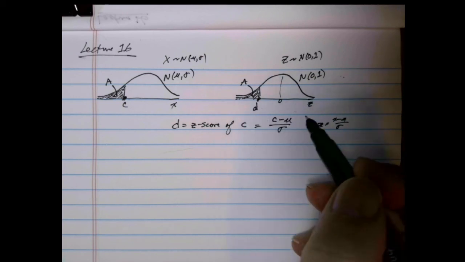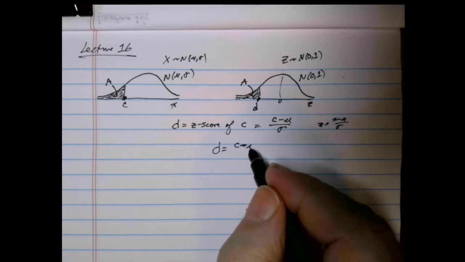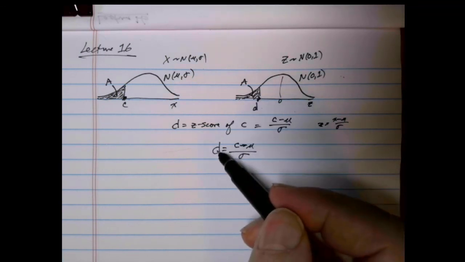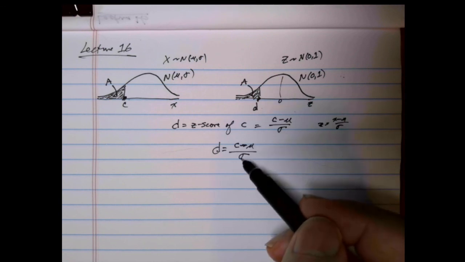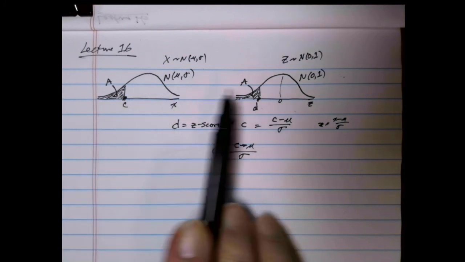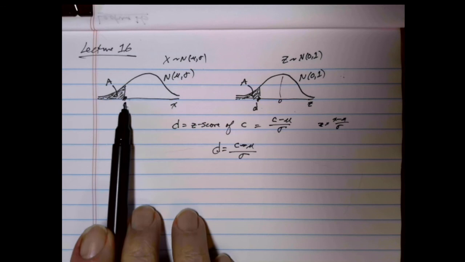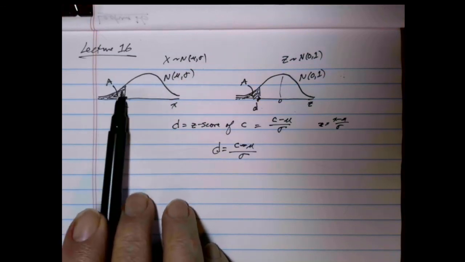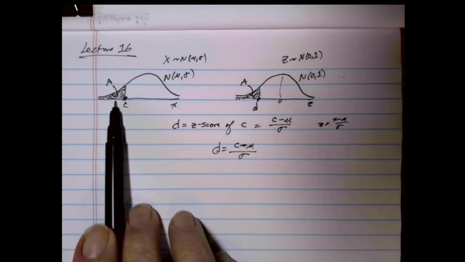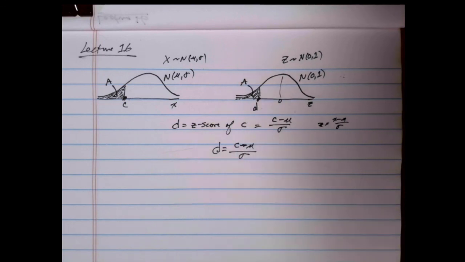Take a look at this formula right here, this equation. D is (C minus mu) over sigma. Now, if you knew the point D over here, you could put that number in here. You'd know mu and sigma, and you could transform back to find the point C. So you can transform between the x-axis and the z-axis in such a way that the area under the normal curve to the left of C is the same as the area to the left of D under the z curve.